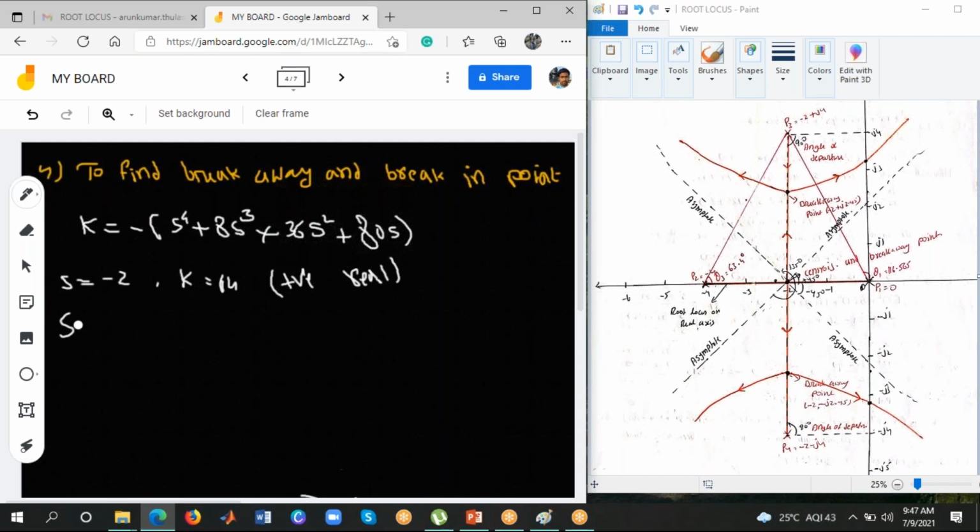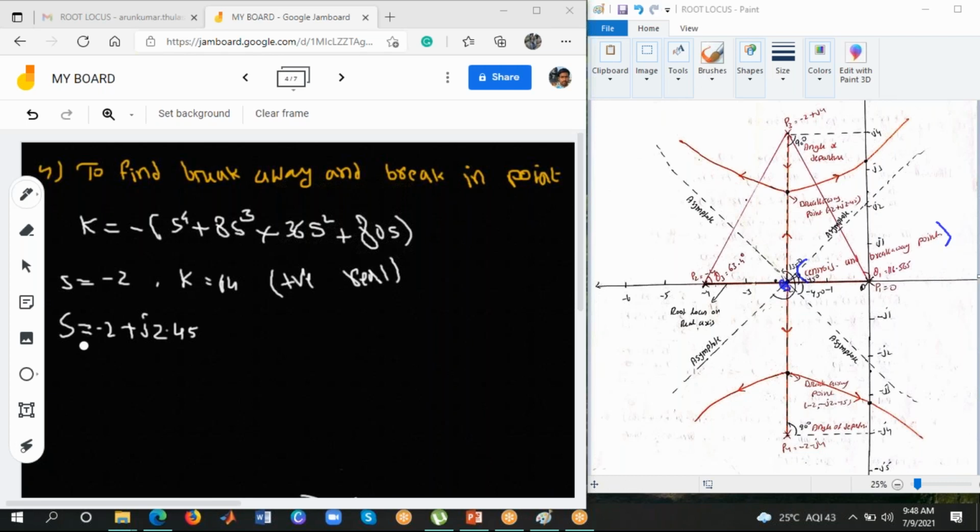Next, substitute S equals to minus 2 plus J 2.45. So S equals to minus 2 substitute చేస్తే K equals to 64 వచ్చింది కదా. సో మైనస్ 2 అనేది బ్రేక్ అవే పాయింట్ ఉంటుంది. సో మైనస్ 2 దగ్గర ఈ విధంగా మెన్షన్ చేసి, ఈ పాయింట్ అనేది సెంట్రాయిడ్ అండ్ బ్రేక్ అవే పాయింట్. సో ఇట్ ఈస్ ఏ సెంట్రాయిడ్ అండ్ బ్రేక్ అవే పాయింట్, ఓకేనా.